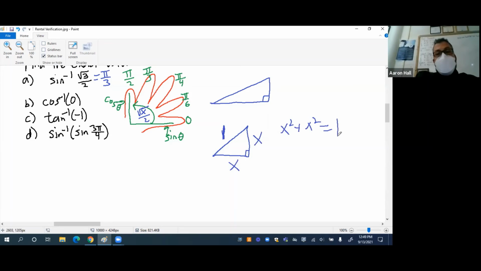What did we figure out x was when we did this? Yeah, we got the square root of 2 over 2. So I'm not going to go through all that again. We end up getting the square root of 2 over 2 for both of these. Now, if our angle is 45 degrees or pi 4ths, right? Or pi 4ths.